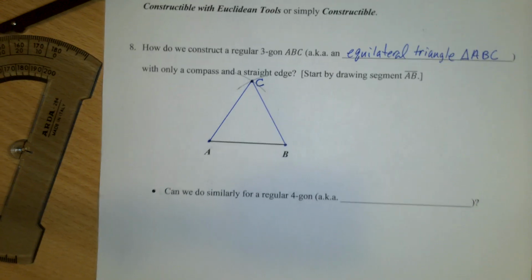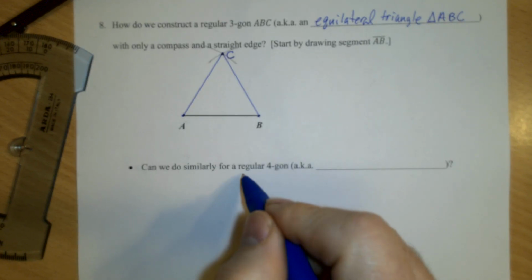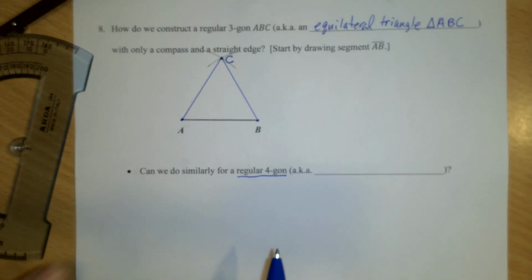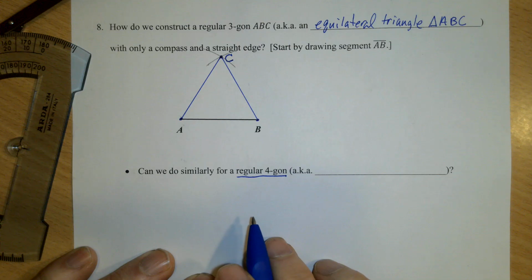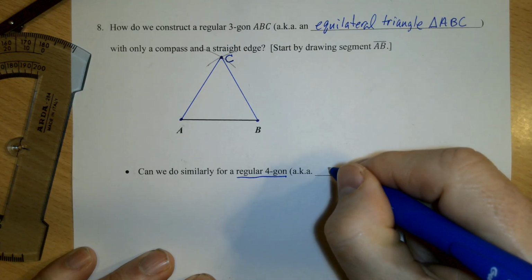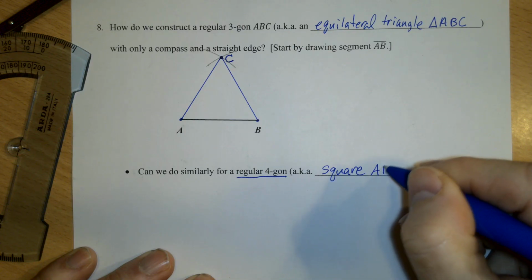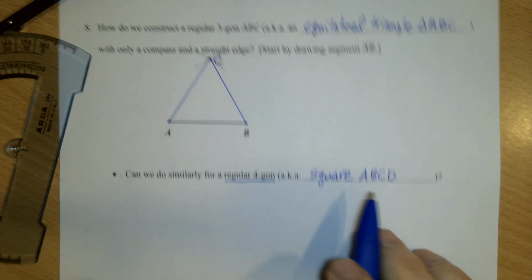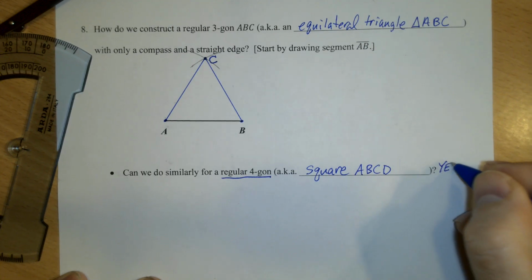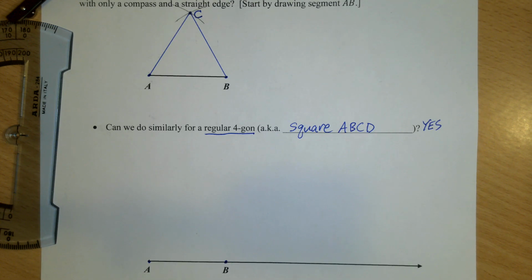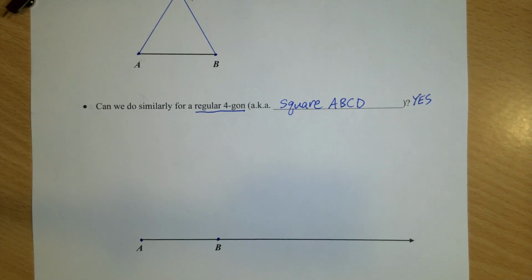Okay, the next question is, can we do similarly for a regular four-gon? And what's a regular four-gon? A four-sided polygon with sides of the same length, that is a square. I'll call it A, B, C, D as the corner points. And the answer is yes. We'll do that right now.